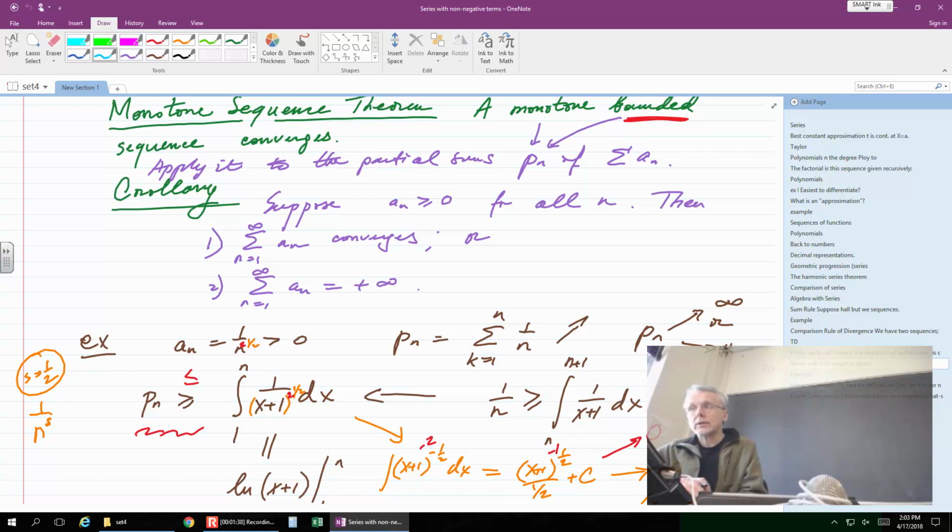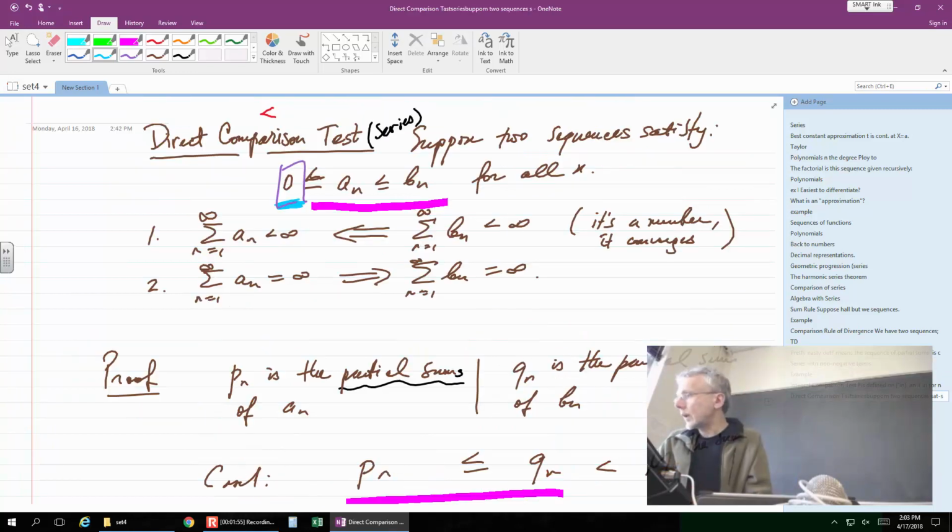Just to justify that idea, it comes from the monotone sequence theorem: a monotone bounded sequence converges. That's why the terms must be non-negative. When you build the partial sums, that sequence becomes a monotone increasing sequence. So we don't have a choice in the matter, but it works out under these circumstances when the inequality is clear. We can compare these series very directly. The key word is direct.